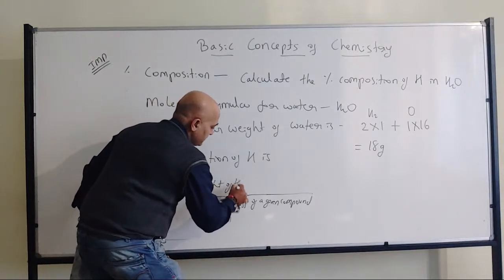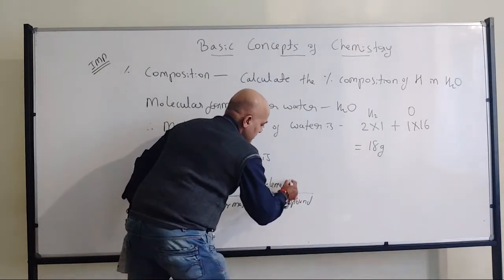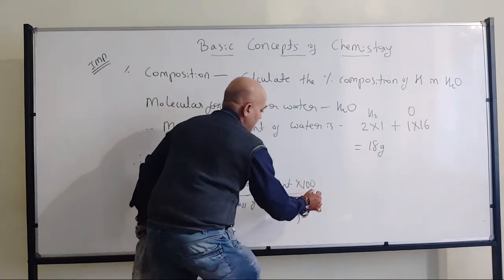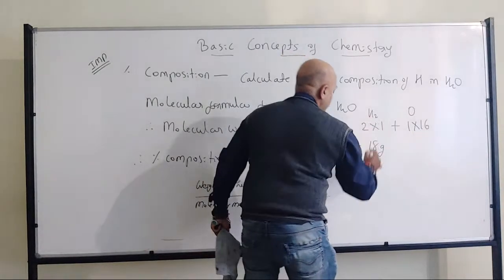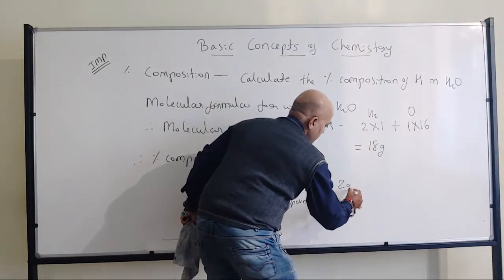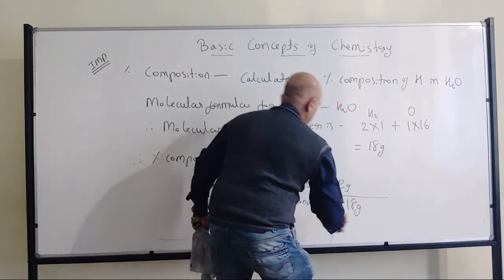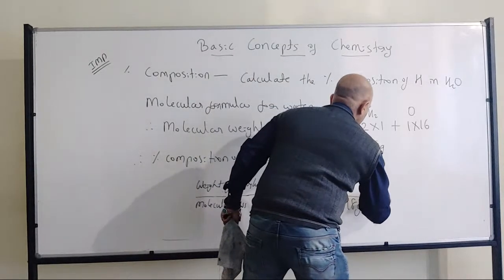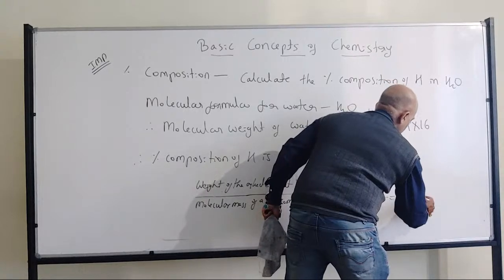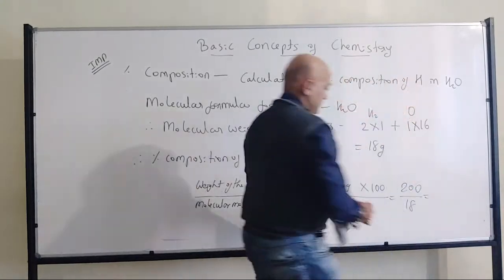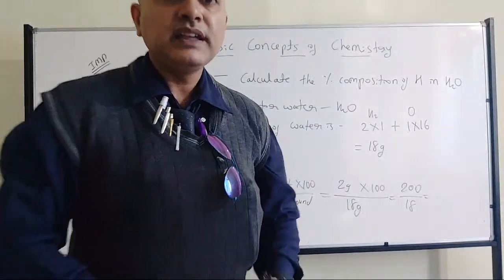Weight of the asked element multiplied by 100. Now just fill it. Weight of the element, for hydrogen, how much will it be? 2 gram. So divided by molecular weight, which is 18 gram, multiplied by 100. So that is nothing but 200 divided by 18. Will we get the same answer? All of you? Okay, fine.